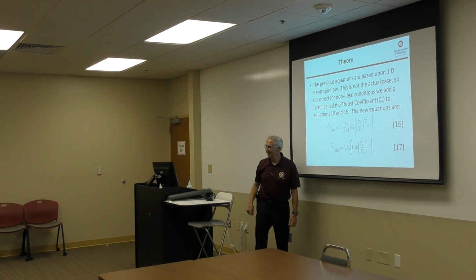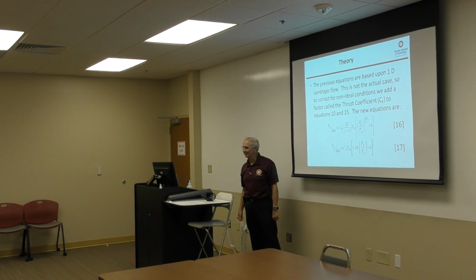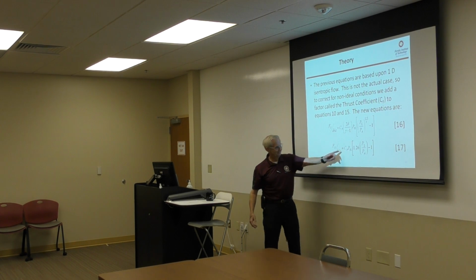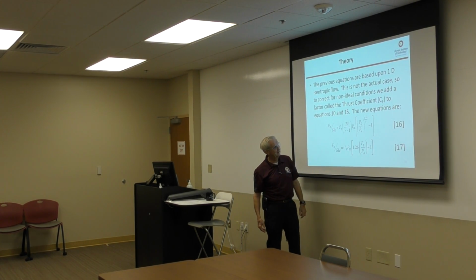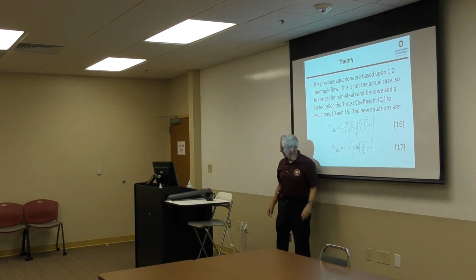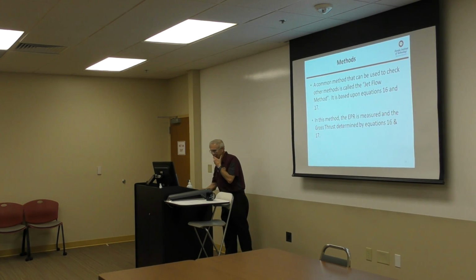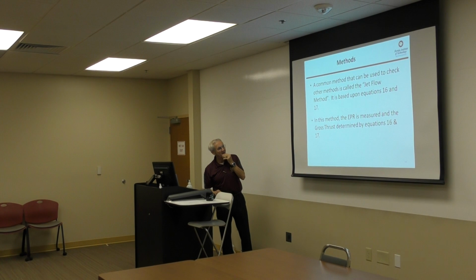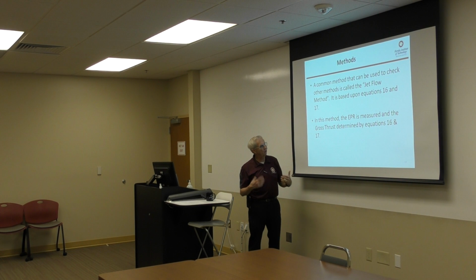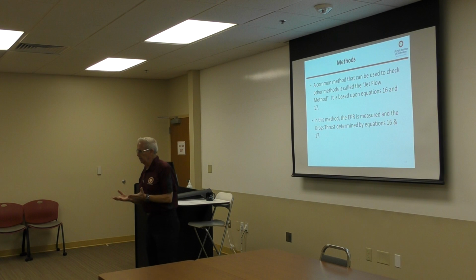This thing is not defined. We have to actually determine what that is from a real test, okay? So here are the two equations with our fudge factor thrown in, all right? So now how do we determine that? Well, one method's called the jet flow method, and it's based on those two equations. And what we do is we will put the airplane on a thrust stand.